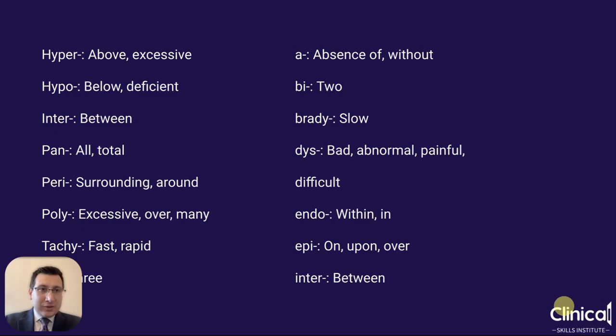Some of the prefixes that you need to know that are important to be familiar with are hyper, which means excessive and above, hypo, which means below or deficient. We have a term called inter, which means between something, between two structures, for example. Pan means all, that includes all. For example, when we say pancarditis, it means that there's inflammation of all the heart layers. We have peri, which means surrounding and around, like pericardium, which is the layer around the heart.